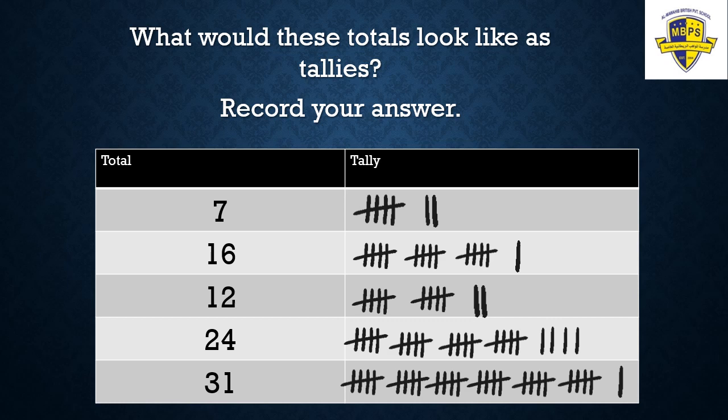But we have number 31. So we need one more group of 5. So let's start counting. 1, 2, 3, 4. Fifth line will go across. So we have 30 altogether, if we count by 5. 5, 10, 15, 20, 25, 30. And we have number 31. So we have to draw one more line to make it 31.